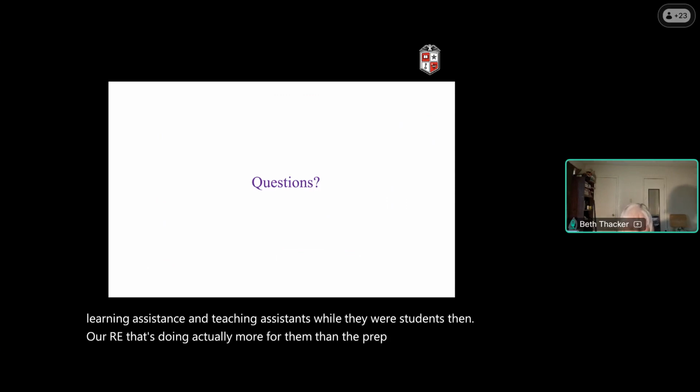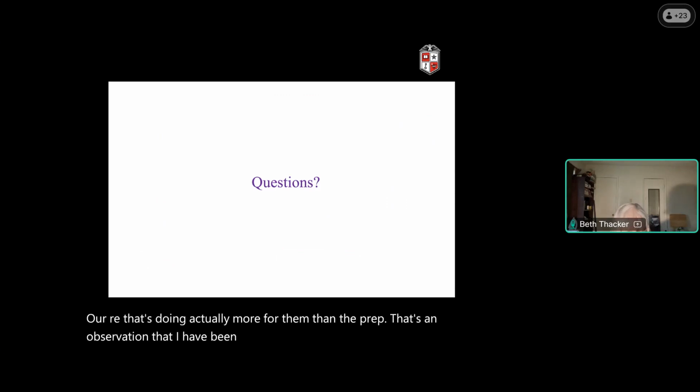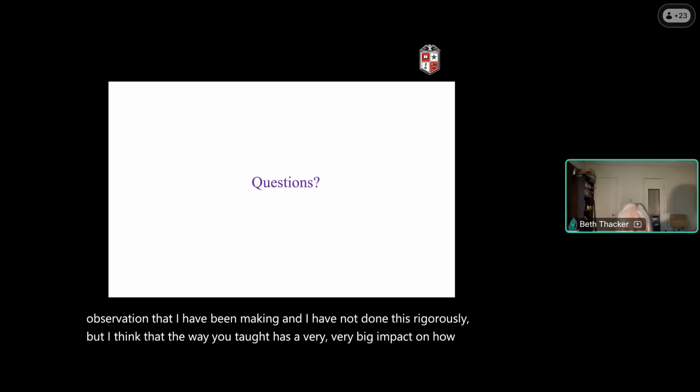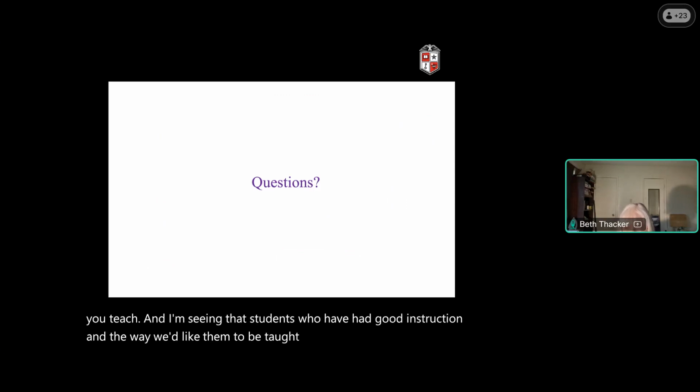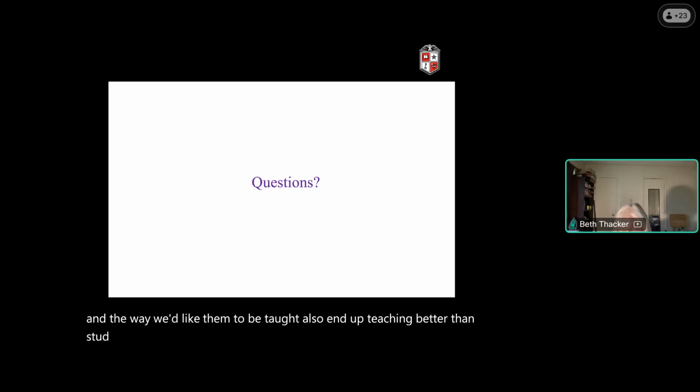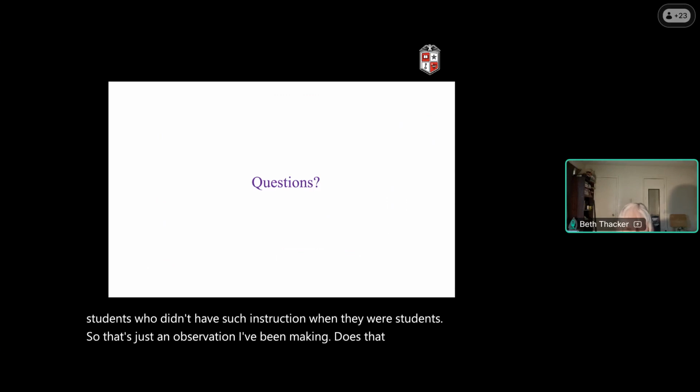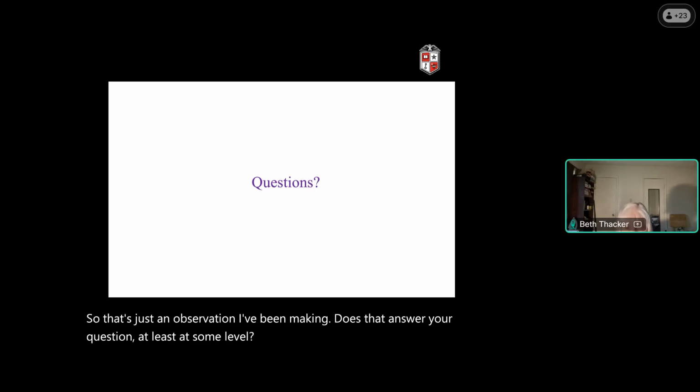That's an observation that I have been making, and I have not done this rigorously, but I think that the way you were taught has a very, very big impact on how you teach. And I'm seeing that students who have had good instruction, the way we'd like them to be taught, also end up teaching better than students who didn't have such instruction when they were students. So that's just an observation I've been making. Does that answer your question, at least at some level? Thank you. Yeah, thank you.